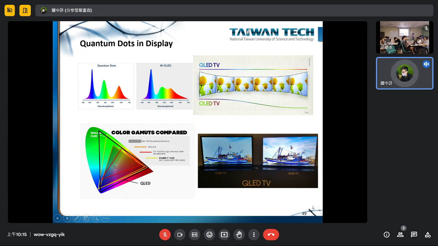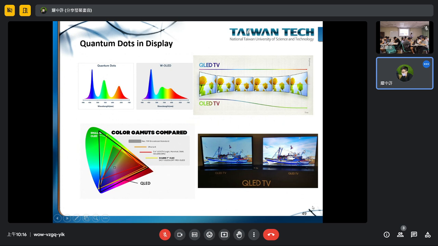And then what can this do? If you have a very pure blue, green, and red light, you can see this triangle becomes larger. This triangle becoming larger means the larger possible combination of colors in your display. So you can see that compared with OLED, OLED has not very pure green and red light.